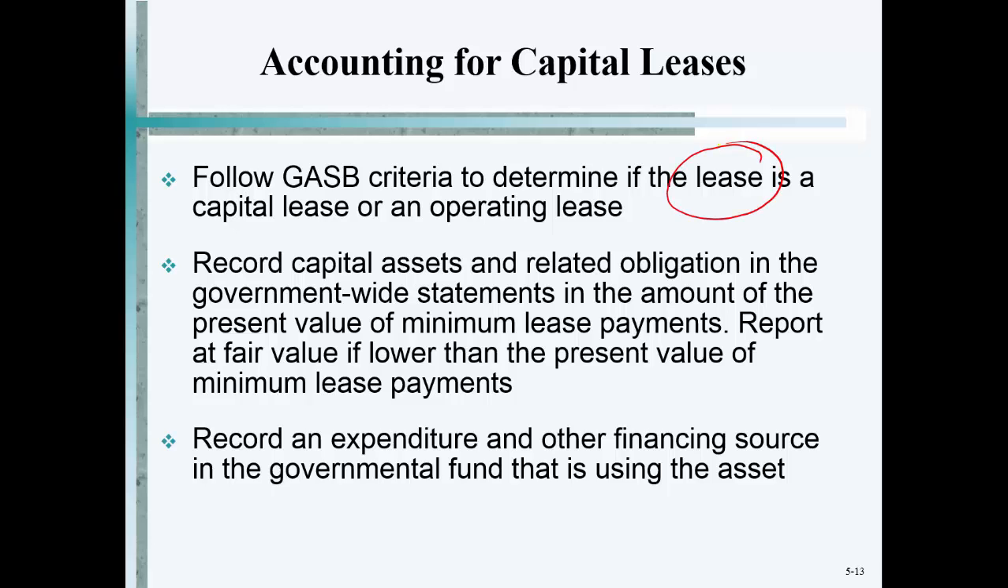Okay, good. Now, they tell us that if we are going to lease an asset, we follow certain criteria to determine if it is an operating lease or a capital lease. My Accounting 302 guys, are they still teaching you the criteria for a capital lease, or have they abandoned that now? They're still teaching it?